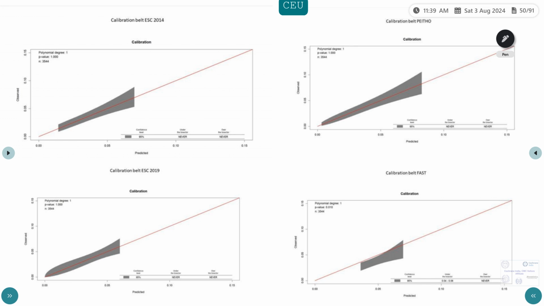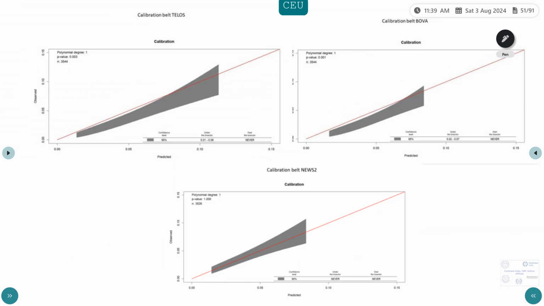Now these are calibration models. This is looking at whether the scores are well calibrated. If it is well calibrated, it means that they should fall along the diagonal line. If it is below the diagonal line, it's an overestimation, but if it's above, it's an underestimation. We can see that the scores for the ESC have been well calibrated, but the TLOS and the BOVA are slightly overestimating. That is, they are below the diagonal line.